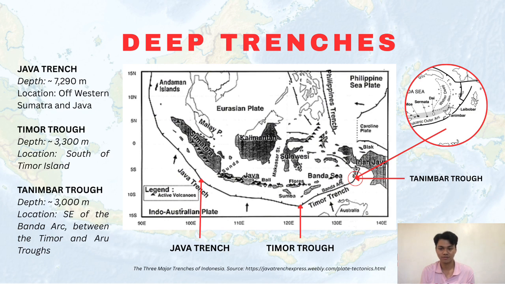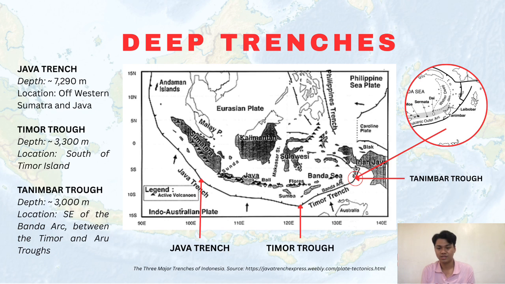Next is Timor Trough. It is formed due to the Australian Plate subducting and the collision between the Australian continent and the Banda Arc. The trough is located at the south side of Timor Island. Timor Trough has a depth of approximately 3,300 meters.